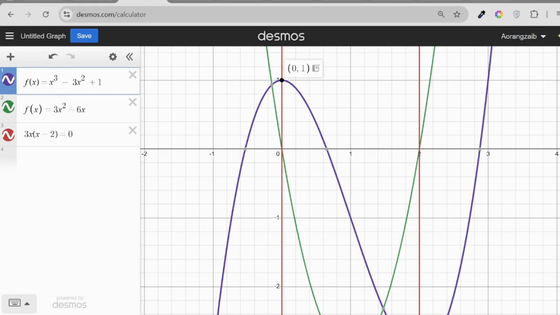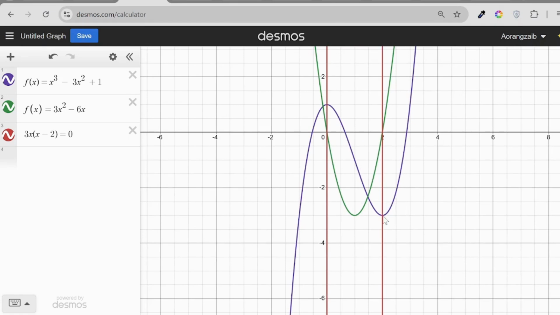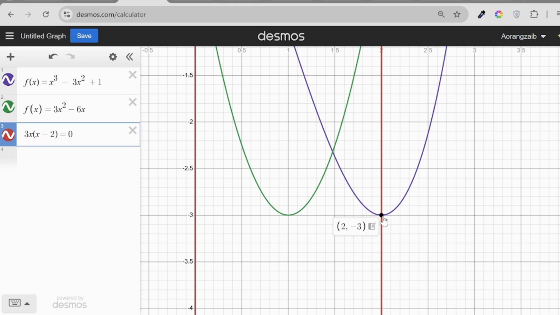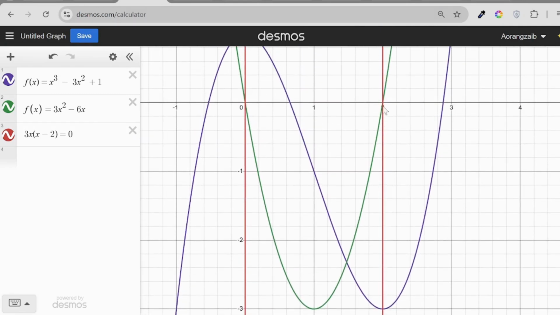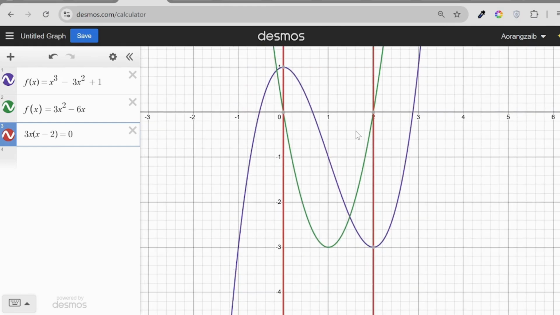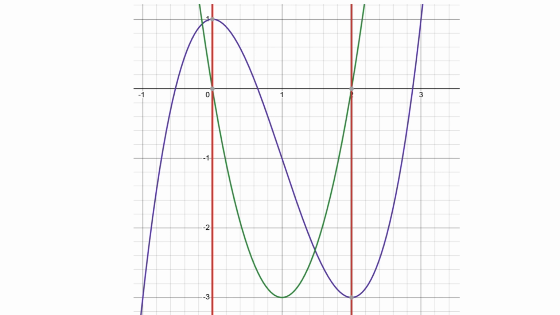For x equals 0, f'(x) is greater than 0 to the left and f'(x) is less than 0 to the right. This means f(x) has a local maximum at x equals 0. For x equals 2, f'(x) is less than 0 to the left and f'(x) is greater than 0 to the right. This means f(x) has a local minimum at x equals 2. Finally, zoom into these points in Desmos to visually confirm the turning points. The graph clearly shows the peak at x equals 0 and a valley at x equals 2.